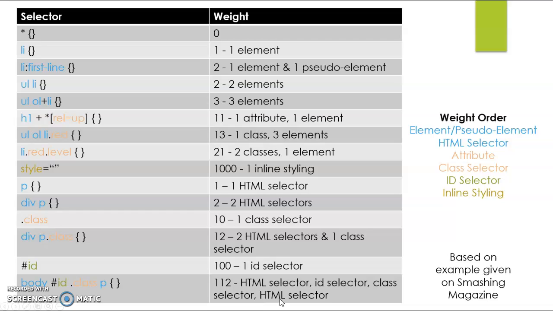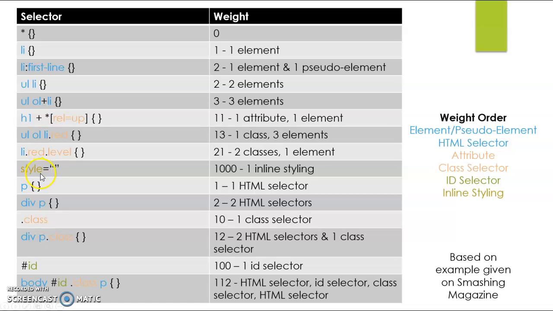So in this, you can see the selectors and the weight that they have. LI has 1 element, and so that has a weight of 1. UL LI has 2 elements, and so that has a weight of 2. H1 plus this equals 11 because it has 1 attribute and 1 element.